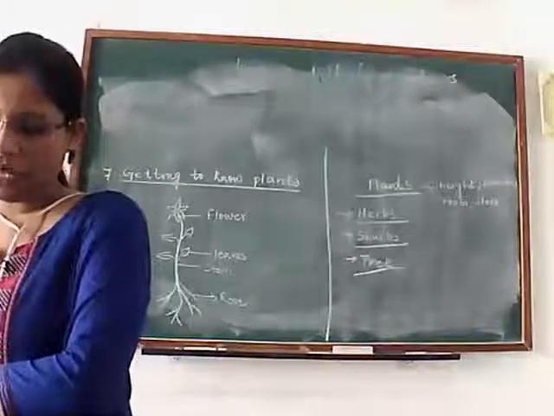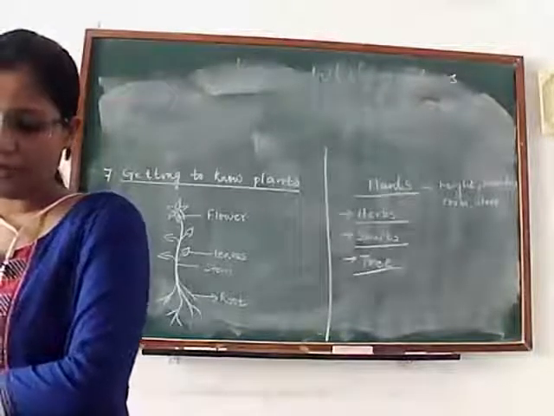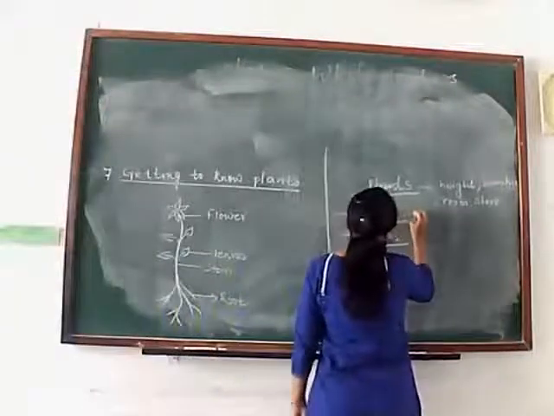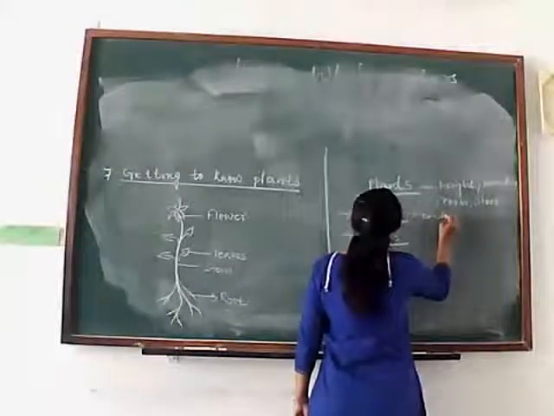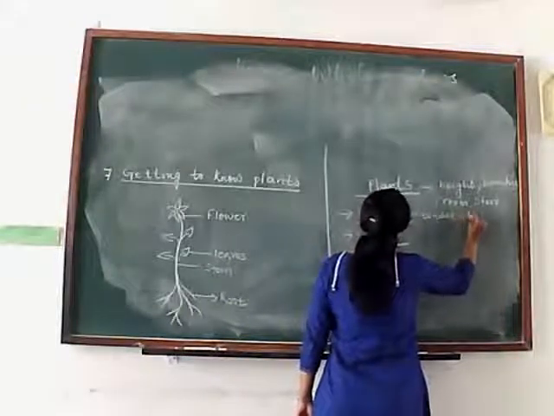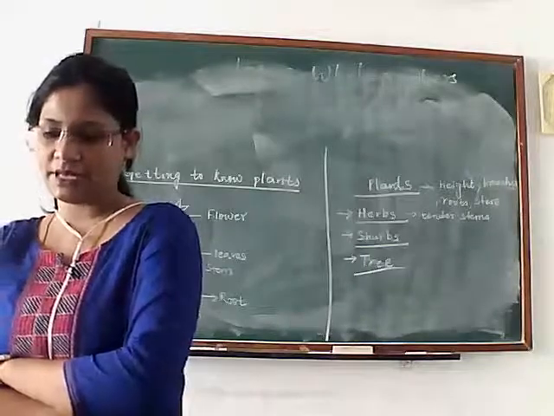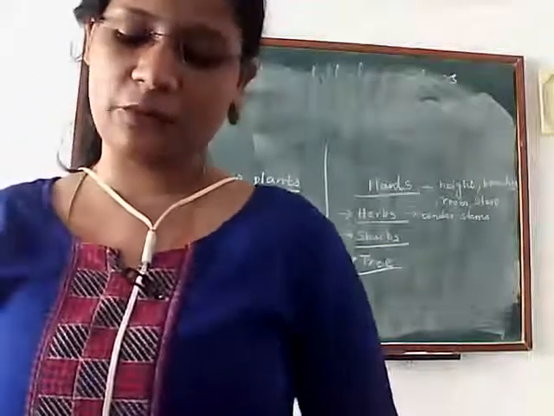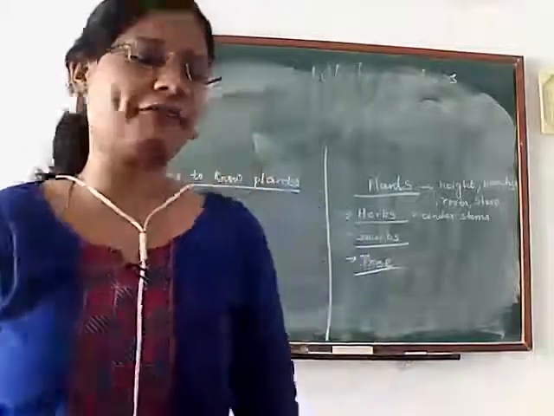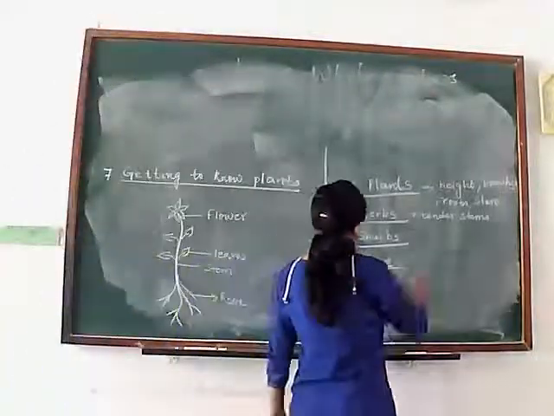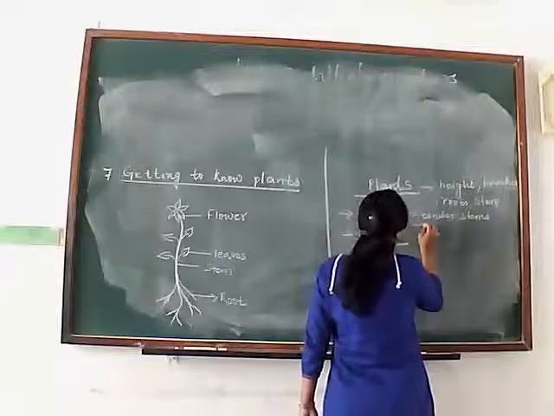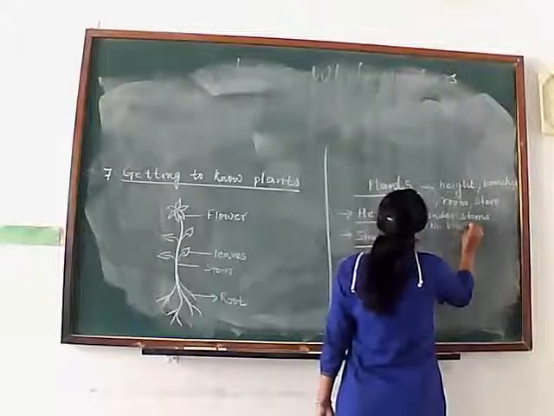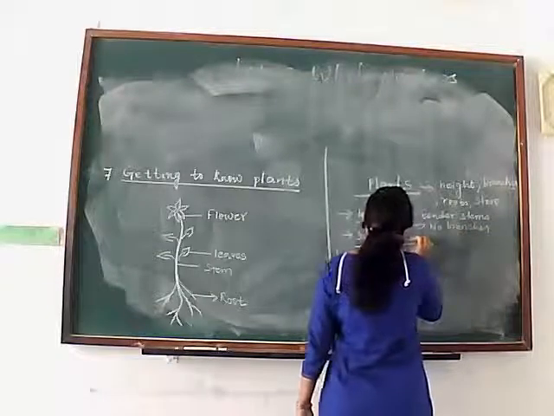Plants with green and tender stems are called herbs. They usually are very short and do not have branches. Their stems are tender and soft, and they do not have branches. No branches.